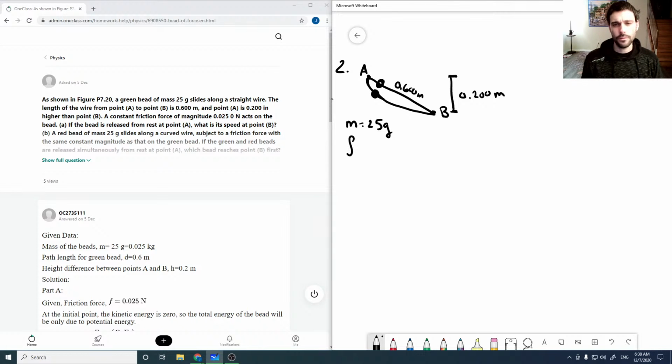And we have a constant friction force of 0.0250 newtons. So the first question is just what is its speed? So if Vi is 0, what is Vf? We release it from rest at A, what's its speed at B? So this is quite a simple question without friction. We can use energy conservation, so our energy initial would equal our energy final.